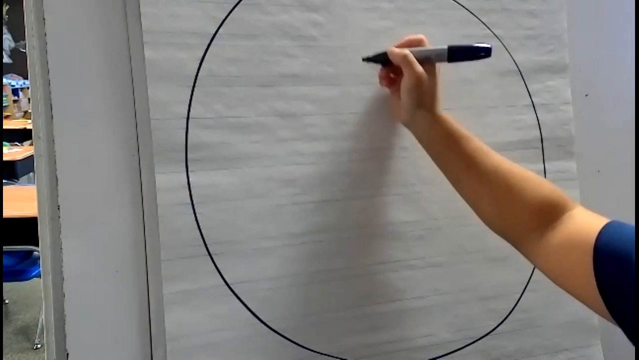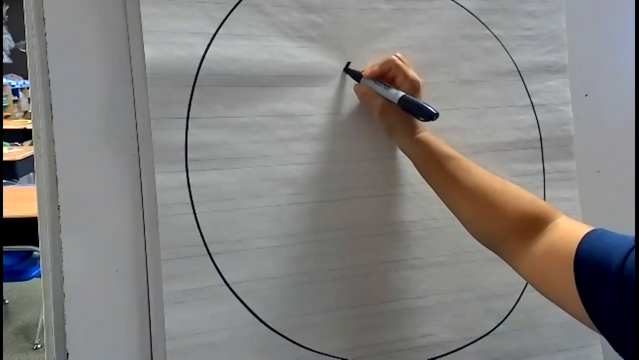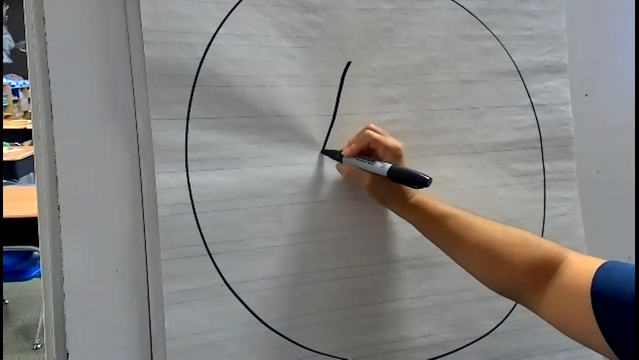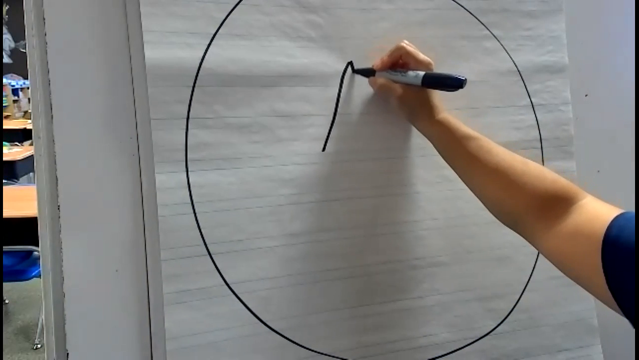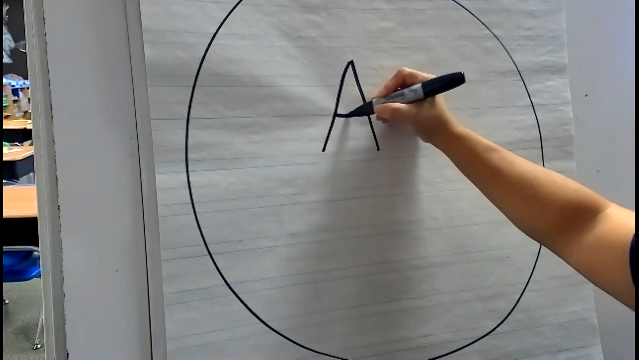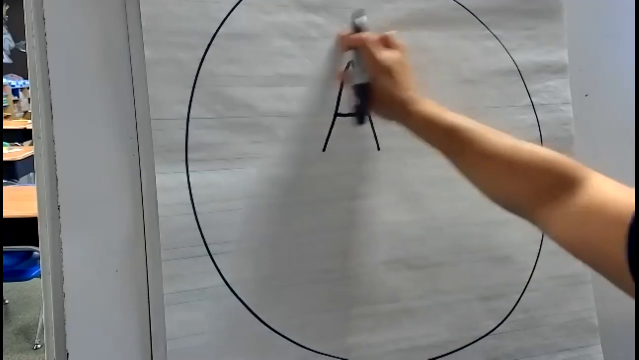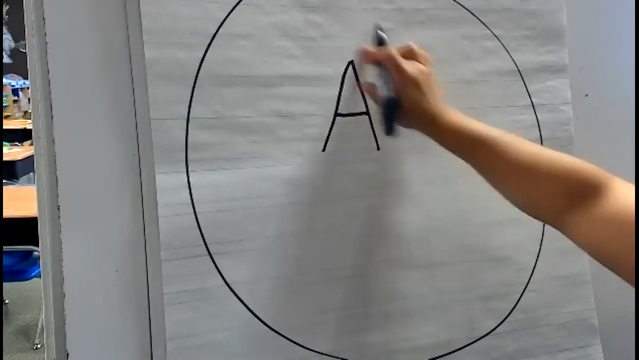Okay. So today we are going to learn about the sound ah. So how do we write the sound ah? We go at the top, go down, top, down, and in the middle, we do a short line across. Okay. Then this is right here. This is the capital A.